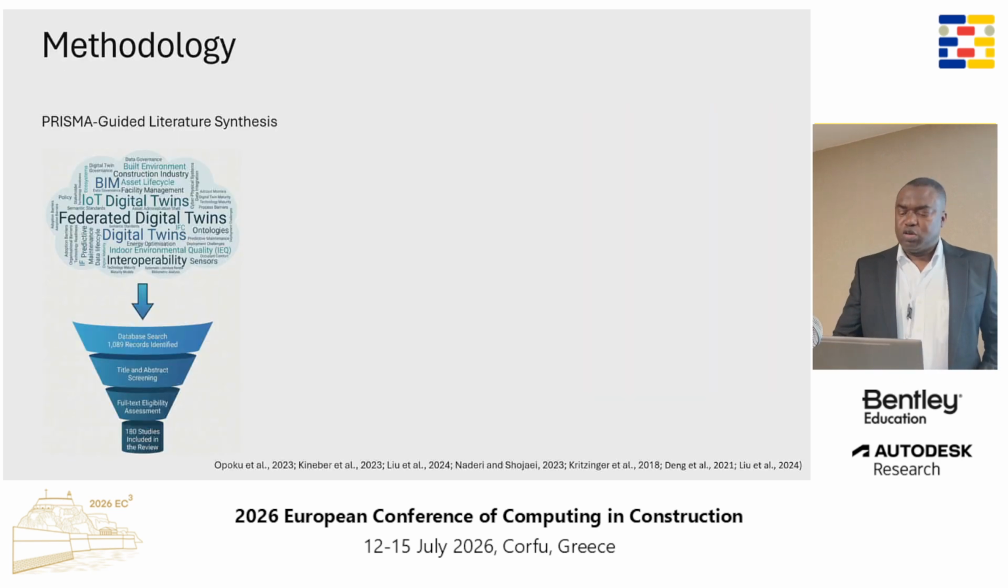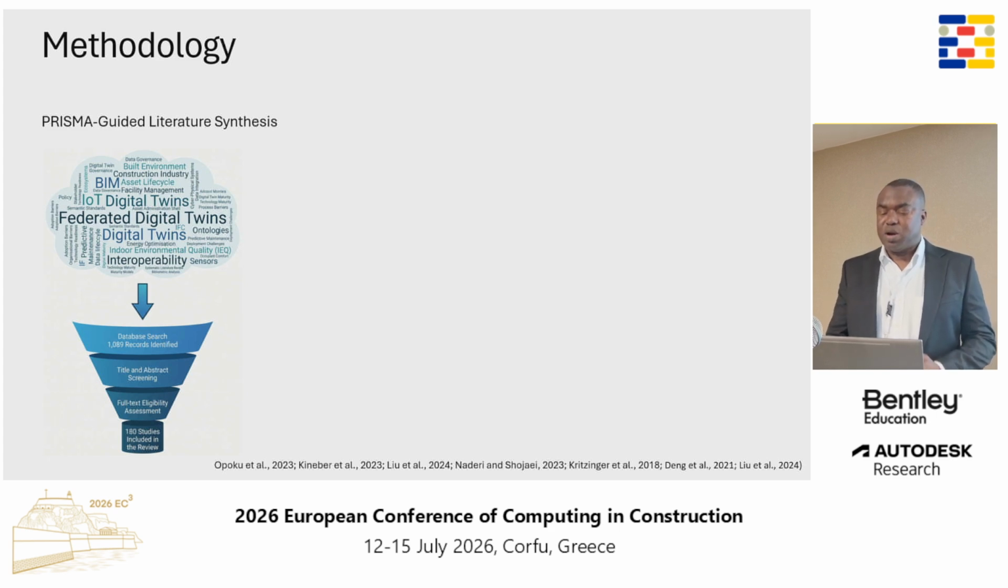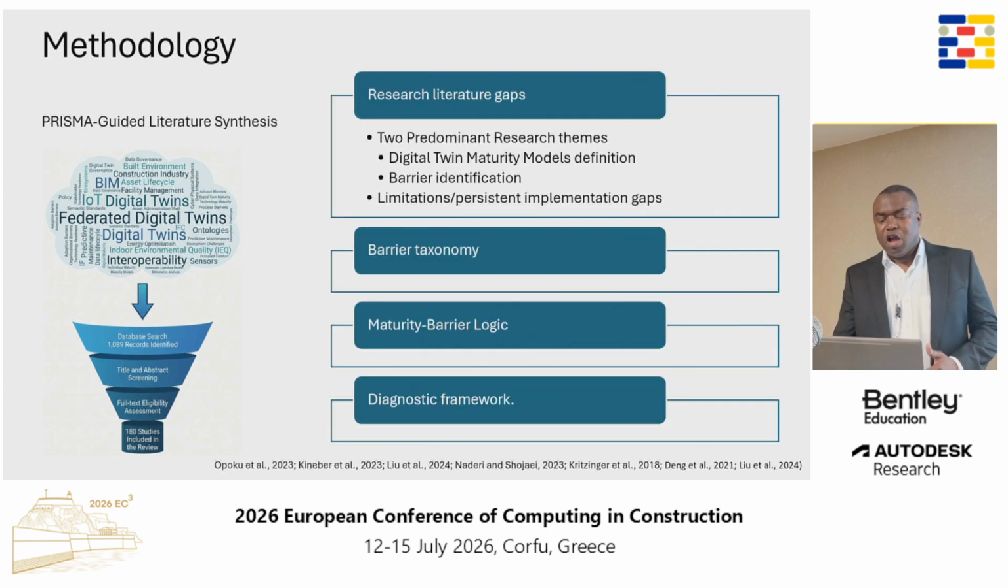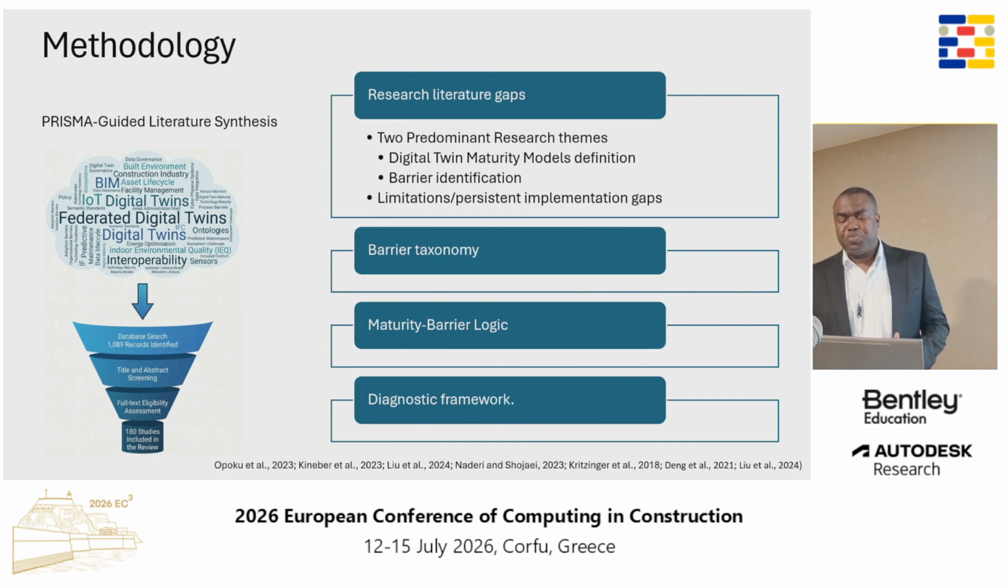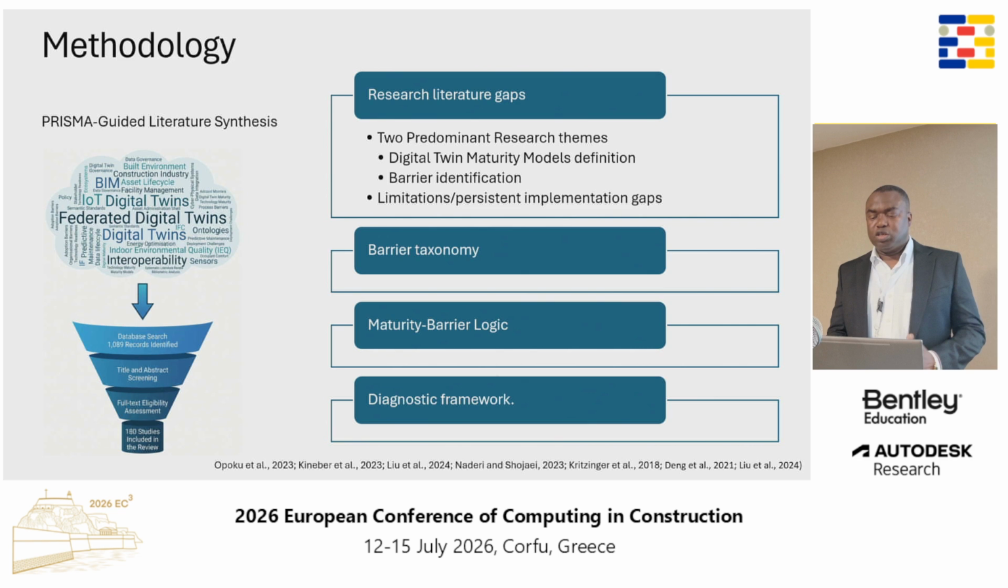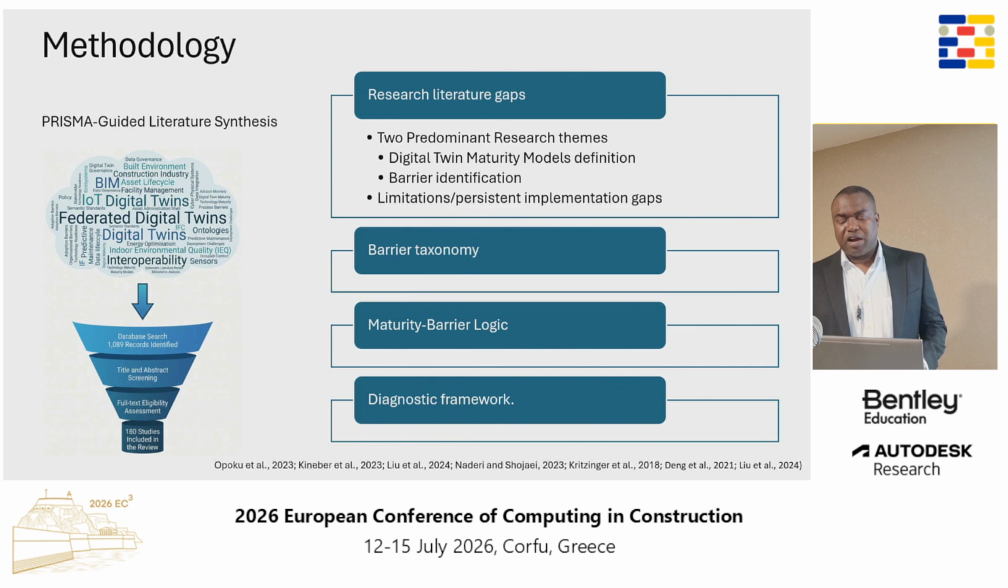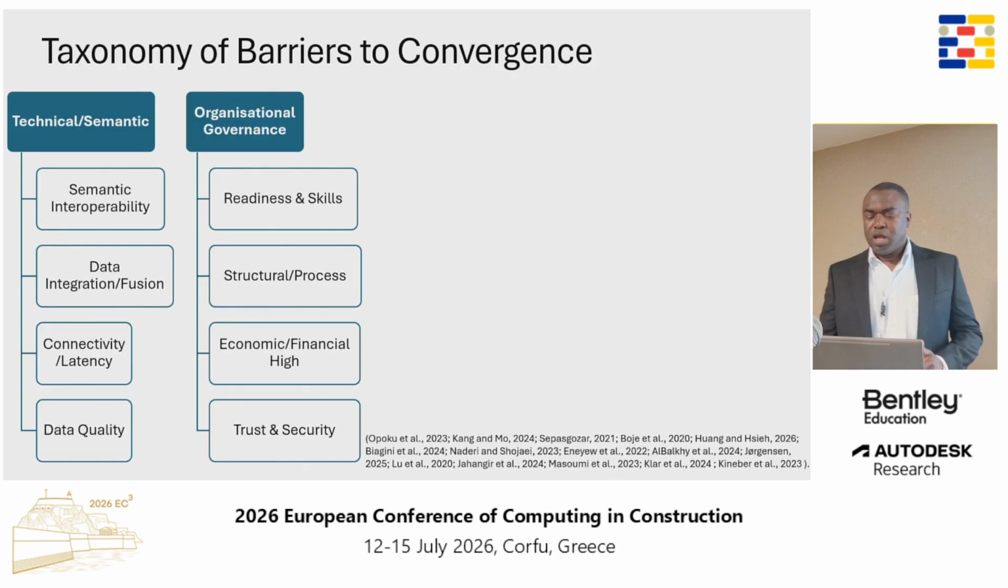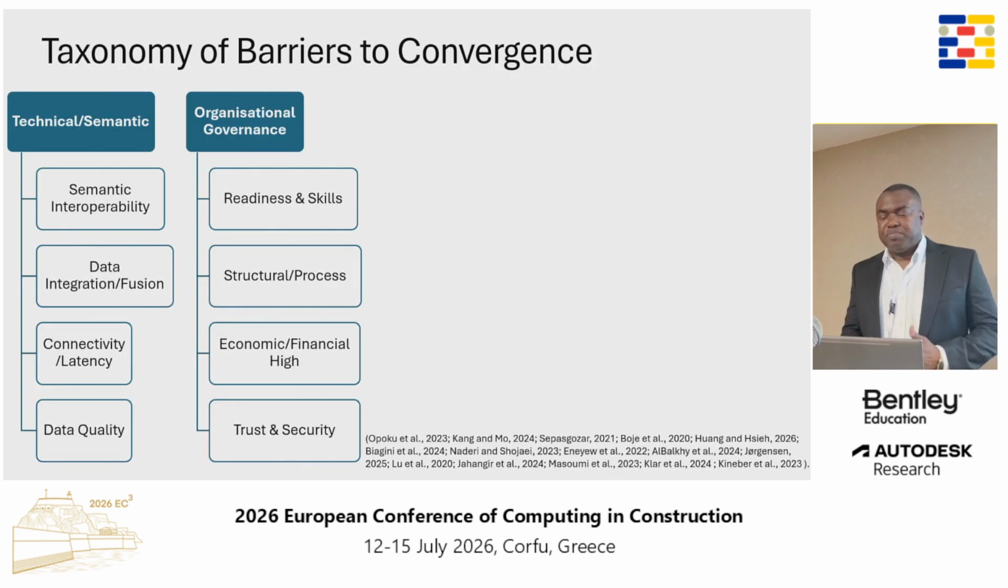To be able to answer this question, we carried out a PRISMA-guided literature synthesis where we identified 1,089 records and distilled about 180 studies. From this corpus, we identified 2 predominant research streams. We also extracted a barrier taxonomy and the maturity barrier logic that maps specific barriers to specific transition stages and created a diagnostic tool. The barrier taxonomy has 2 broad families.